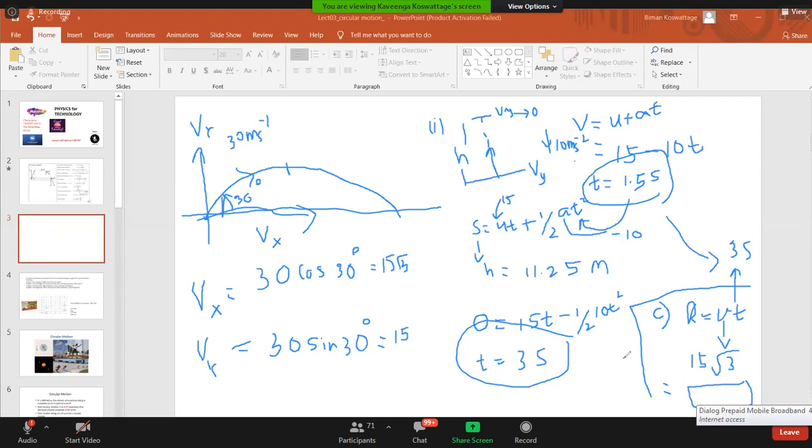Now, in the case of finding velocity, we will find the velocity in this direction and then the velocity in this direction. This is not changing. This is Vx. It is not changing. It is 15 root 3. So we expect that this is changing.